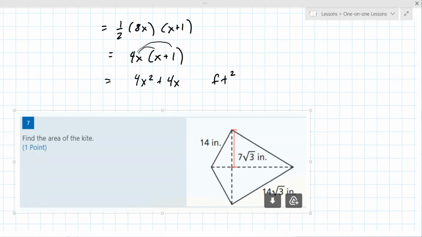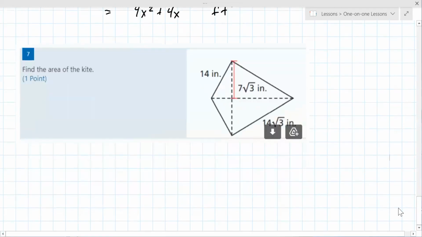Okay, so find the area of the kite. So do you know the area of a kite formula? Isn't it one half diagonal one and then diagonal two? Yes. Okay. So what's nice is you kind of have diagonal one here because diagonal one is 2 times 7 square root 3. So it's 14 square root 3. But we don't have diagonal two.